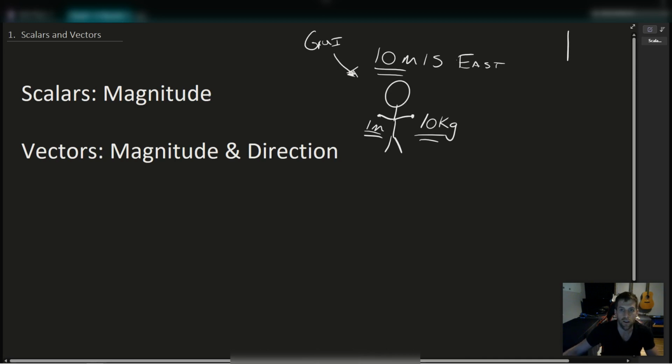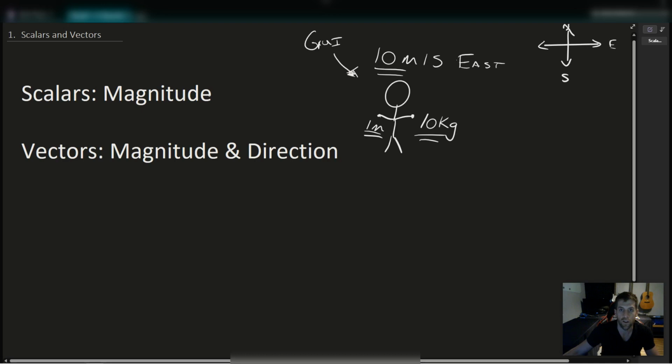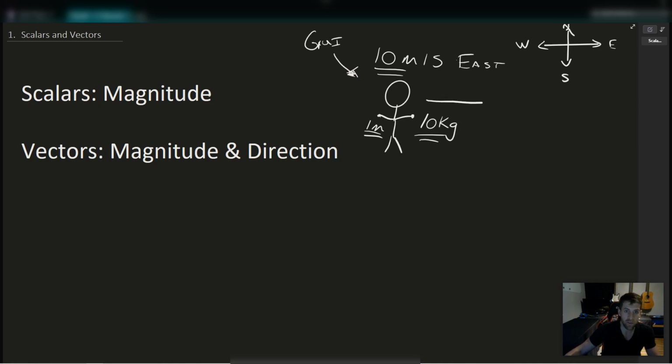Let's say if we made a compass that's south, north, east, west, that would mean that Gui is moving 10 meters per second east. So that would be the arrow indicating that Gui is moving that direction. So Gui is moving 10 meters per second east. That is a vector. Now we have a vector going on.